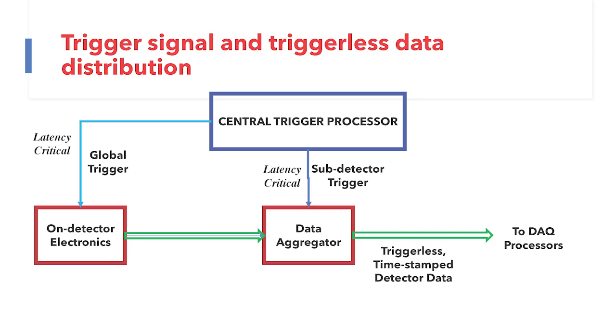So this is a very simplistic view of the trigger signal and triggerless data distribution. We have a central trigger processor, which gets the information from front-end detectors, like whether a particle collision has started or not, and also a signal from the Large Hadron Collider, the main clock distribution chain, on whether the collision has initiated and can proceed for the capturing of data. That part is determined by the central trigger processor. Then the central trigger processor sends a global trigger to the on-detector electronics.